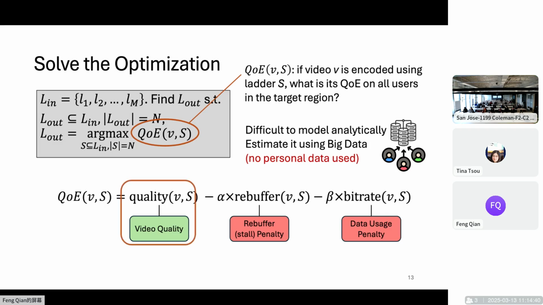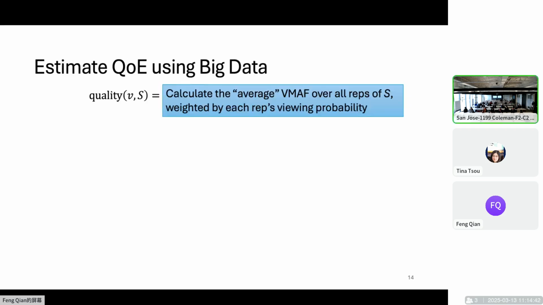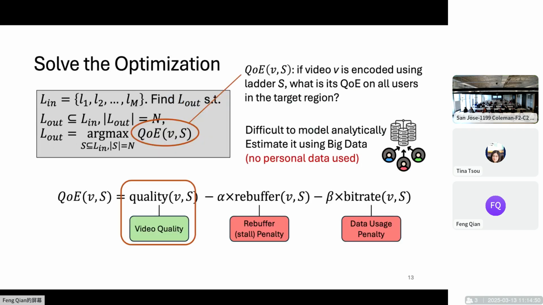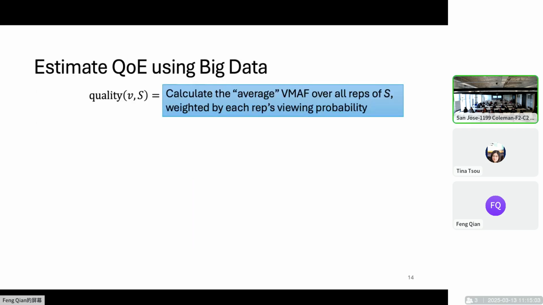Okay, so this is probably the most complex slide, right? So I'll use some animation to illustrate how we estimate the QE using the big data. Remember, there are three components, right? Quality, rebuffering, and bitrate. I'm only gonna explain how we estimate the quality part. The other two components are conceptually similar. Remember we use this VMAF, right? It's a score to estimate the quality.